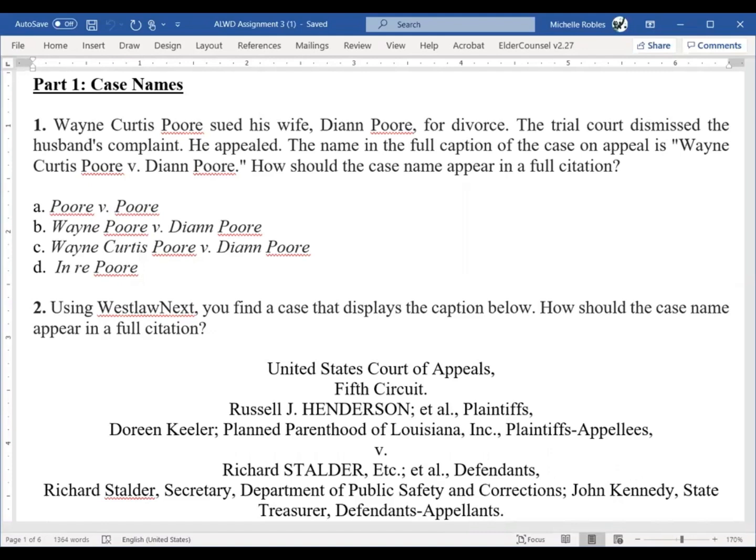So let's take a look at question number 1. It says, Wayne Curtis Poor sued his wife, Diane Poor, for divorce. The trial court dismissed the husband's complaint, so he appealed. The name of the full caption on the case is Wayne Curtis Poor versus Diane Poor. How should the case name appear in the full citation?